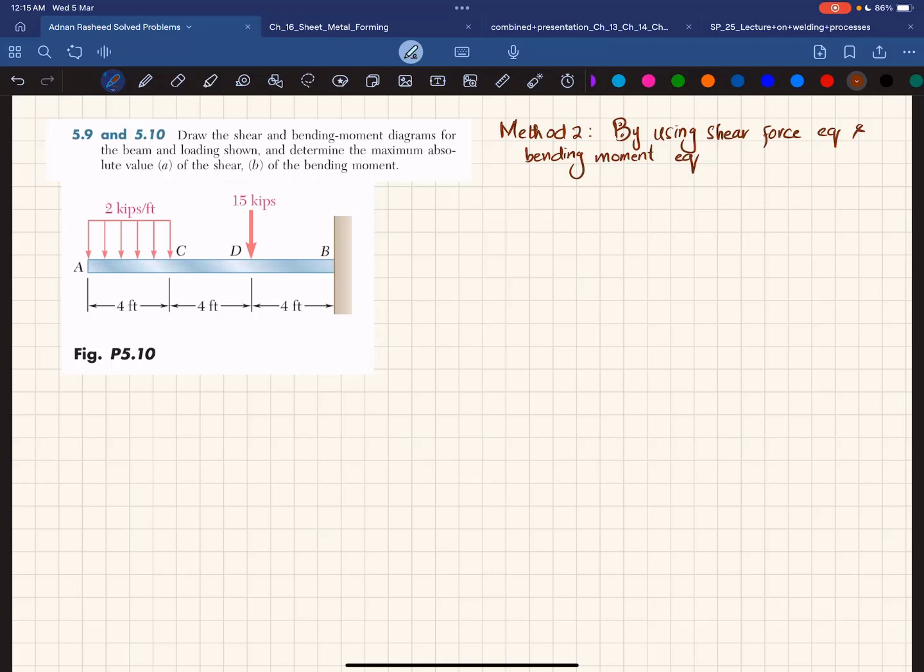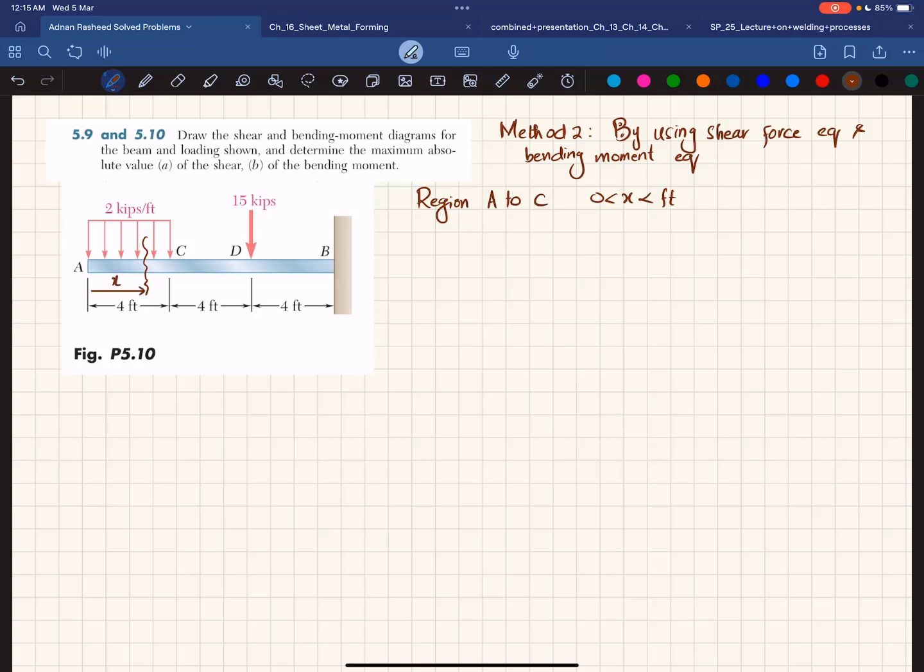So what will be the first step? You can see you have 3 regions from A to C, from C to D, and from D to B. First we will take region A to C. Now A to C means that X is greater than 0 and less than 4 feet. So this is the region A to C. We will cut this beam at a distance of X, where X is greater than 0 and less than 4 feet.